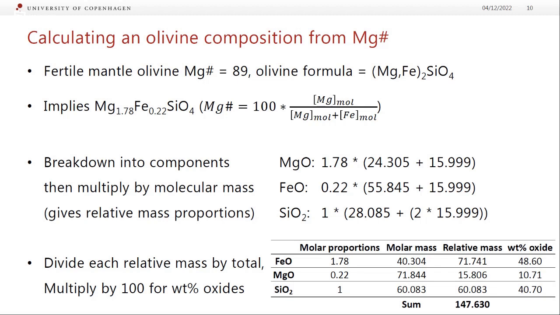For iron, we do the same thing, but we only had 0.22 ions, and iron is a bit heavier, so iron's about 56. And then for silicon, it's a tiny bit different. We know that silicon's going to be 1 in olivine, right? Because it's the only thing that's sat in this site here. So we put a 1 there, and it's different because we have 2 oxygens for every silicon. So we have to make sure to multiply the mass of oxygen by 2. So when we calculate these, we're doing the mass of the overall component. So 1 silicon atom plus 2 oxygen atoms. This gives you the relative mass proportions.